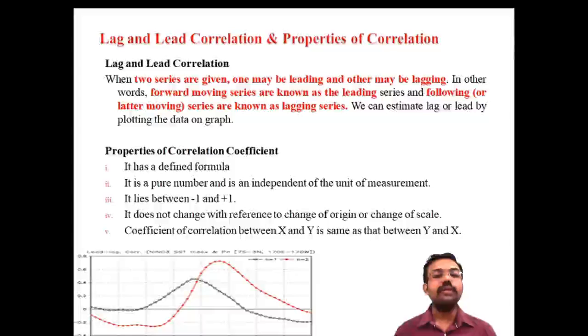The second important property of correlation: it is a pure number. And the third one is that it lies between -1 and +1.